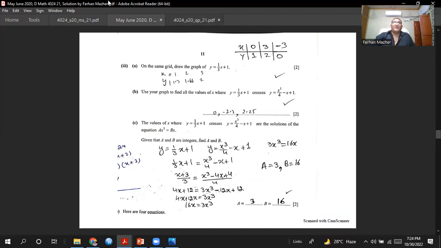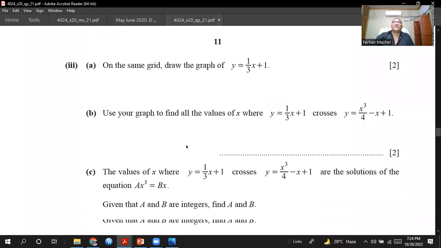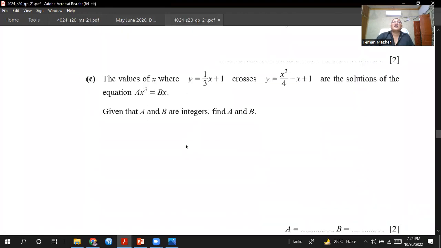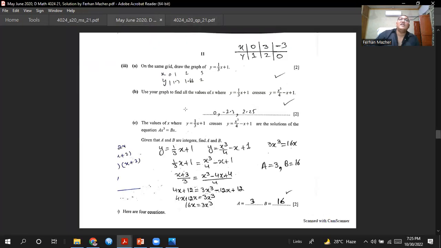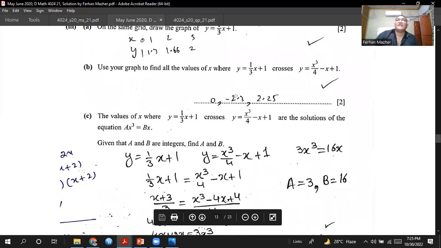Okay, so now we are going to the next question. He says the values of the x where this line and this curve cross are the solutions of this equation. Given that a and b are integers, find the value of the a and the b. So what you will do, you have the equation of that line, you have the equation of that curve. You will equate them, and you will form an equation like this. From there, I can tell you the values of the a and the b. So let me show you. Let me increase the size so you can see clearly.